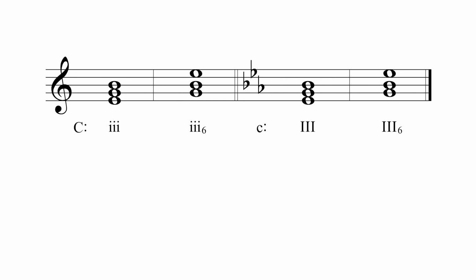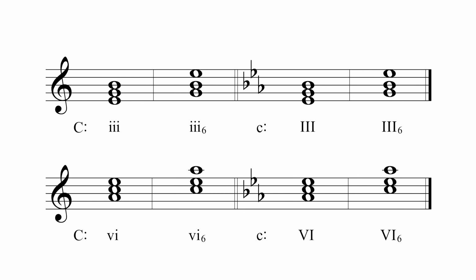In major, the 3 chord, the mediant triad, is minor. The 3 chord is major in natural minor. In major, the 6 chord, the submediant, is minor. The 6 chord is major in natural minor.